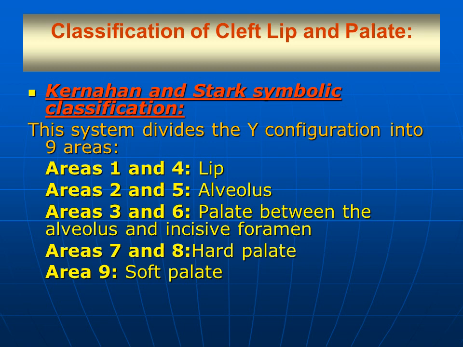Areas 2 and 5 denote a cleft in the alveolus, 2 for the right side and 5 for the left side. Areas 3 and 6 denote a cleft in the palatal area between the alveolus and the incisive foramen, and also 3 is for the right side, 6 is for the left side. Areas 7 and 8 denote a cleft in the hard palate, and area 9 denotes a cleft in the soft palate.